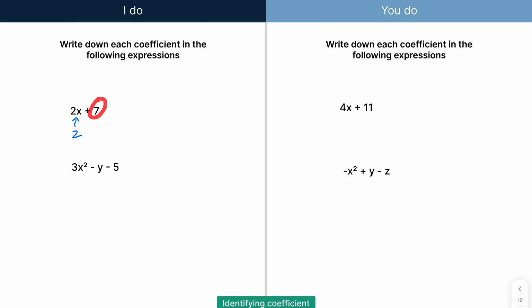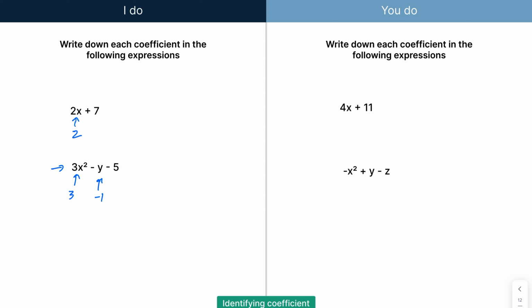There's no coefficient on this bit because it's the number in front of the letter. There's no letter here. If there was a letter here, then we would have 1. So looking at this one here, this has a coefficient of 3. This has a coefficient of minus 1. Okay, it's the number in front of the letter. There's an invisible 1 here. Okay, and it's a negative. And the 5 doesn't have anything because it's not a coefficient.